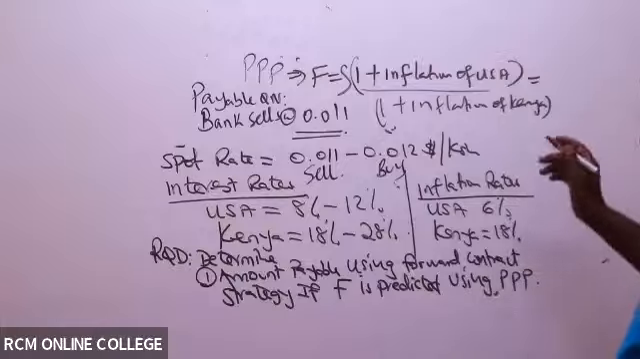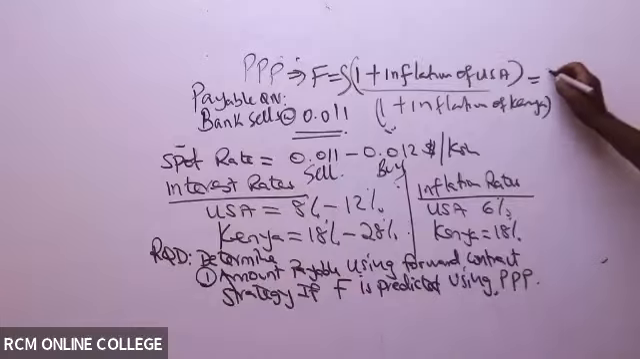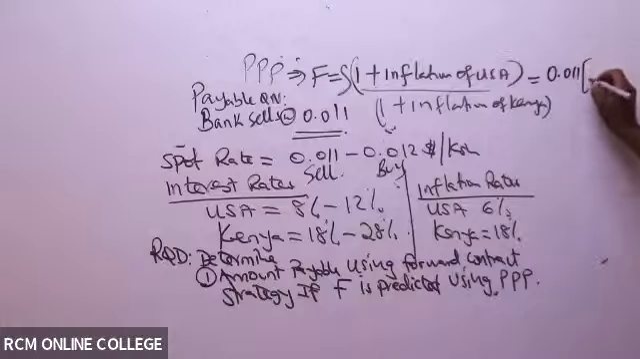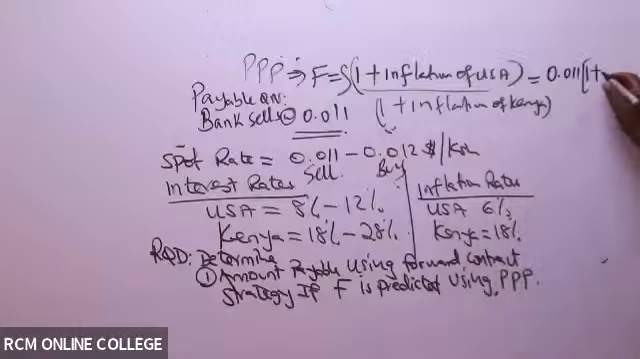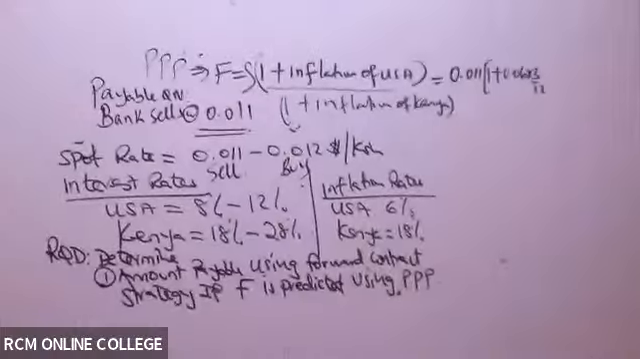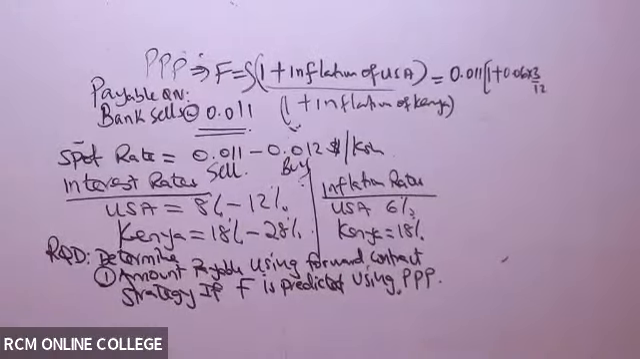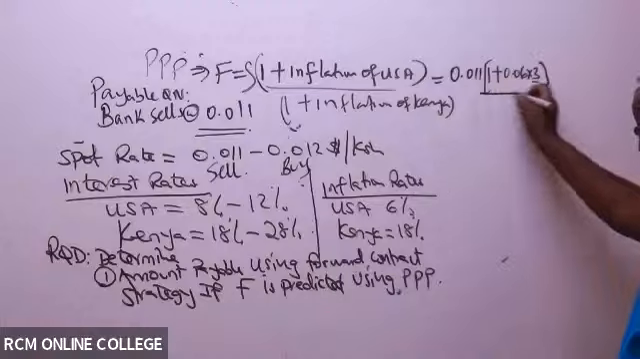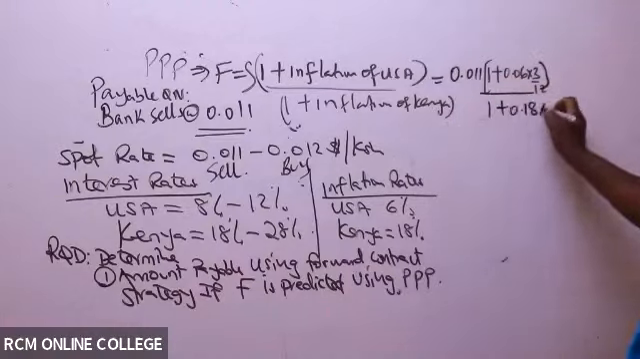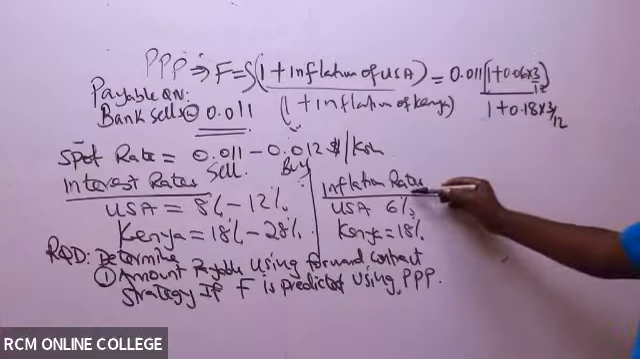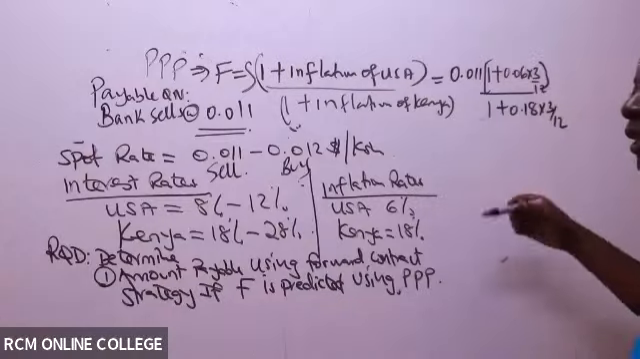All right. So then, ladies and gentlemen, what we shall do, we shall take this 0.011 into 1 plus inflation of USA. Inflation of USA is 0.06. This has to be time prorated. Inflation of USA all over 1 plus inflation of Kenya. Inflation of Kenya is 0.18 times 3 over 12. Remember, these rates are normally annual rates.